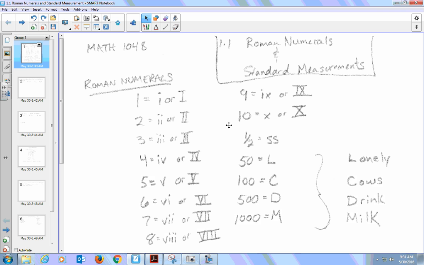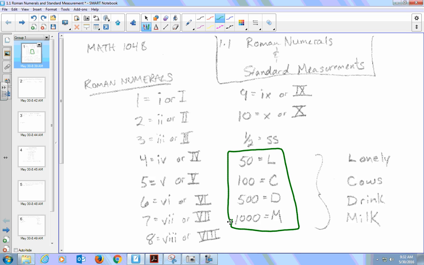The ones that people aren't so familiar with are probably in this section over here. Half is represented by 2 lowercase s's, so SS. And then these ones you've probably seen like Super Bowls and movie credits, things like that. L, C, D, and M. Okay, so L is 50, C is 100, D is 500, and M is 1,000.